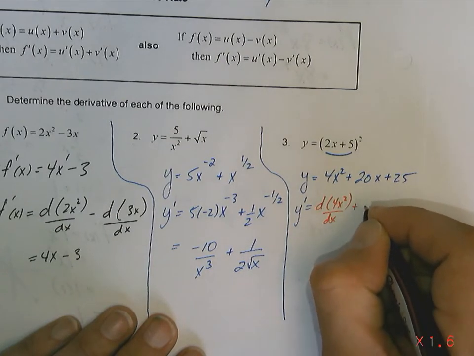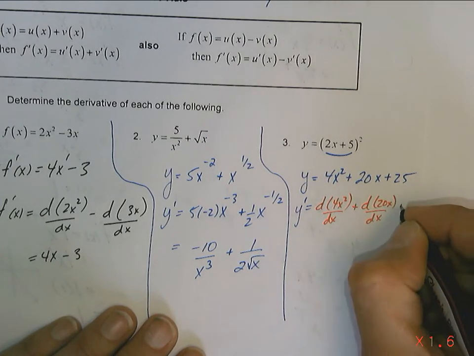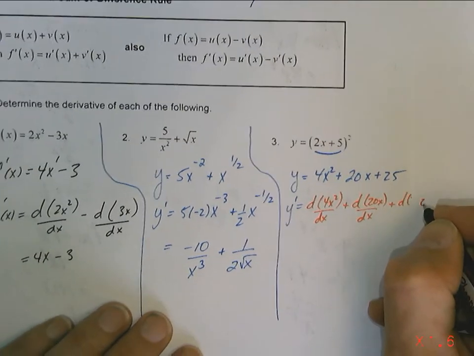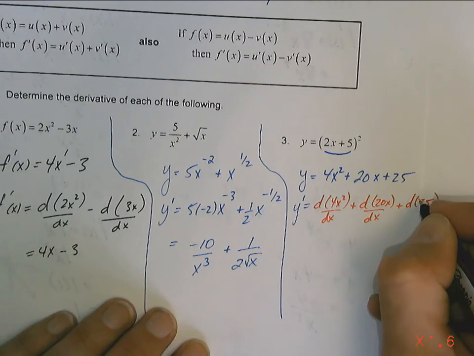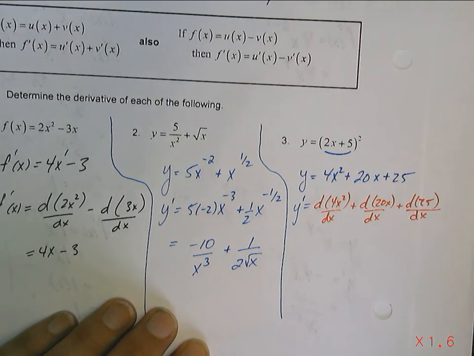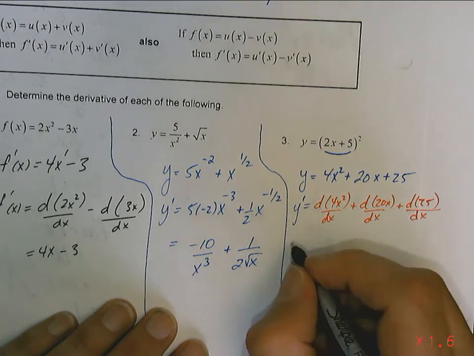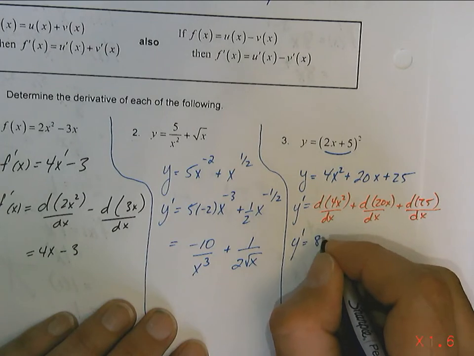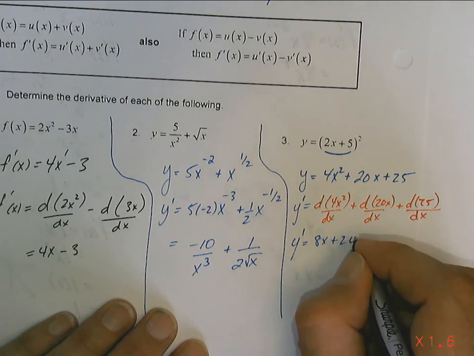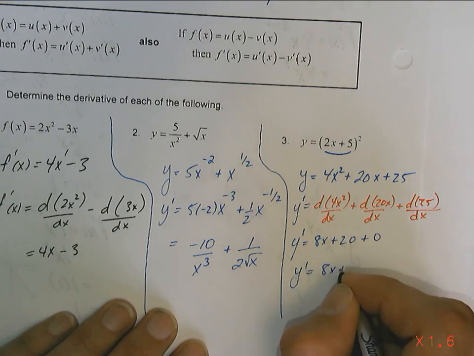If you wanted to write that so people understood it, you would write this. Would I write this if I was just doing it for homework? Oh, I ran out of room. 25. There, does that look like 25? Hey, it does too. Okay, so the derivative of the first one is 8x. The second one plus 20, and the last one is 0. So it's simply going to be 8x plus 20.